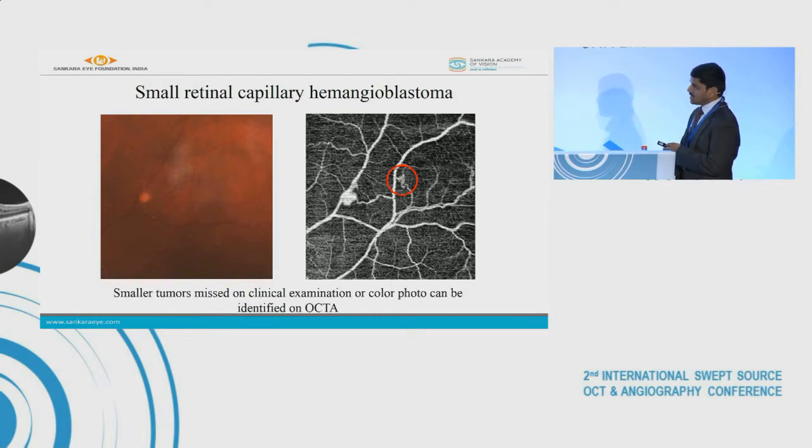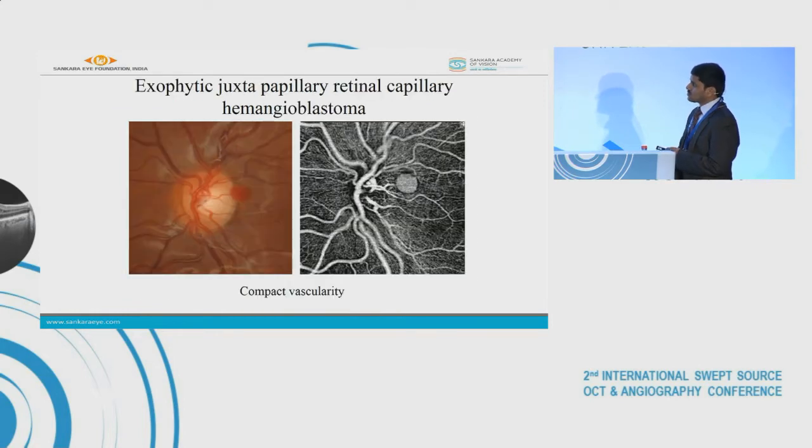So OCTA can help in identification of smaller tumors which can be missed on clinical examination or color photo, but it has the limitation of only imaging the posterior pole, which will preclude its role as of now. So in this case, the diagnosis is quite certain. It's an exophytic form of juxtapapillary retinal capillary hemangioblastoma.